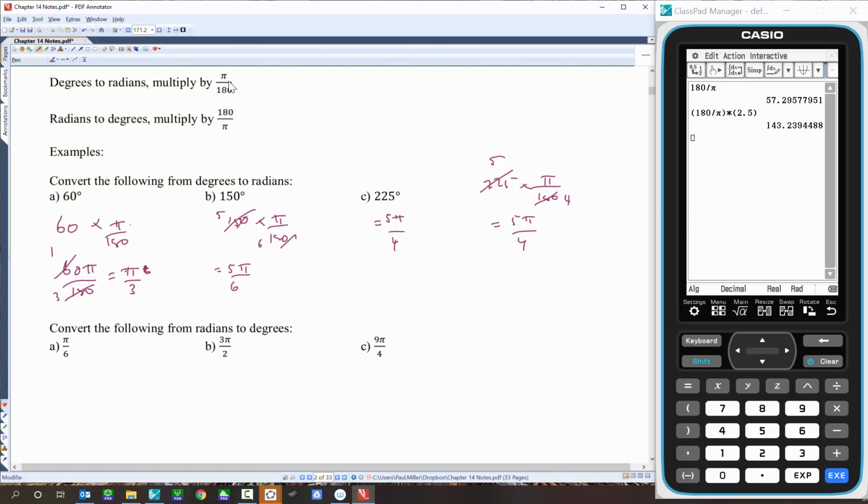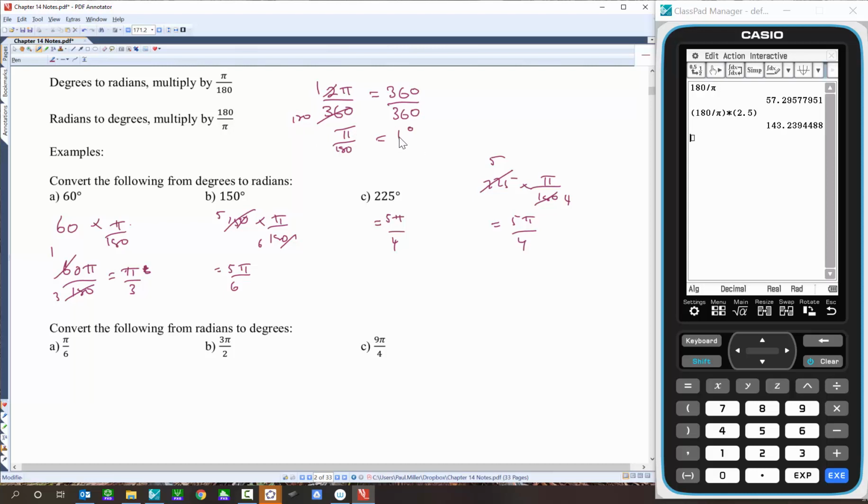Okay. Now, can you see why the formula works? When we convert degrees to radians, what we do is we multiply by pi on 180. To do it, all you do is you establish the relationship. You go 2 pi is equal to 360. And depending on what you're converting, if you want to convert degrees to radians, I'm going to divide this by 360 and divide this by 360. That means that 1 degree is the same as pi on 180 radians.